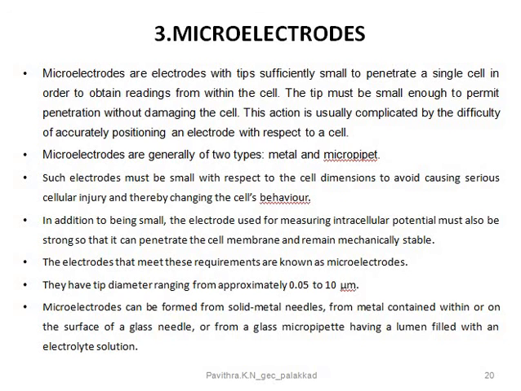Microelectrodes are electrodes with tips sufficiently small to penetrate a single cell in order to obtain readings from within the cell, and the tip must be small enough to permit penetration without causing any damage to the cell. This action is usually complicated by the difficulty of accurately positioning this electrode with respect to the cell from which measurements are to be made.